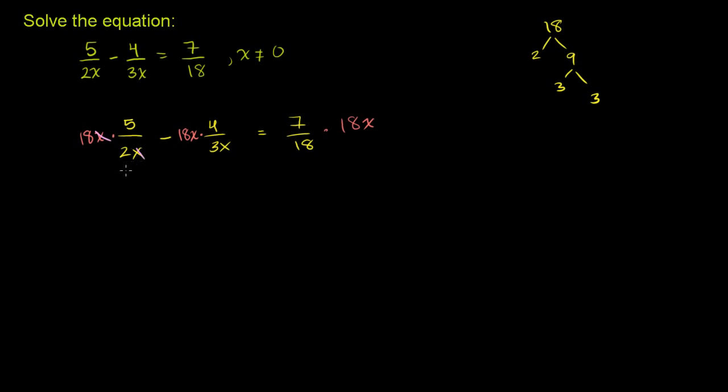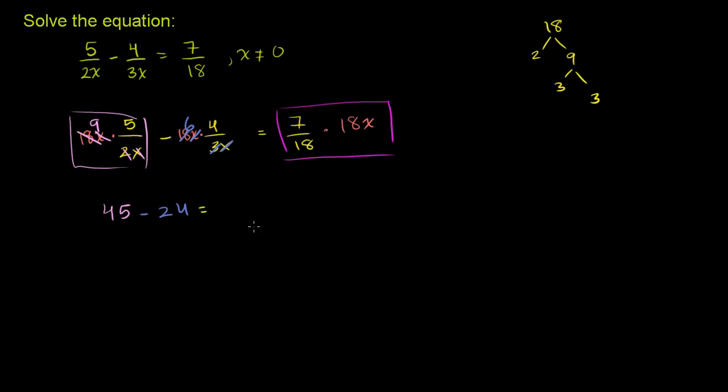x divided by x is 1. 18 divided by 2 is 9. So this term becomes 9 times 5, which is 45. And then this term right here, x divided by x is 1. 18 divided by 3 is 6. So you have 6 times 4 is 24, but you have a subtraction sign here. So minus 24 is equal to this term, 7 over 18 times 18x. Well, the 18s cancel out, and you're just left with 7 times x, which is 7x.